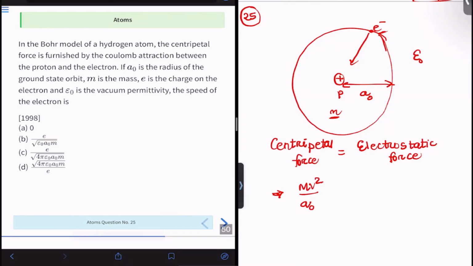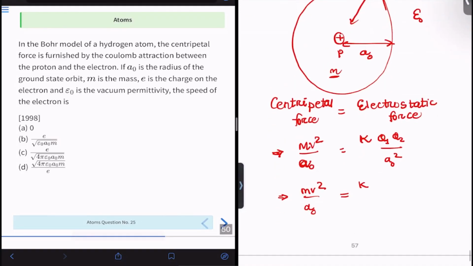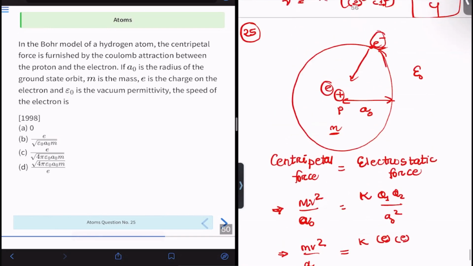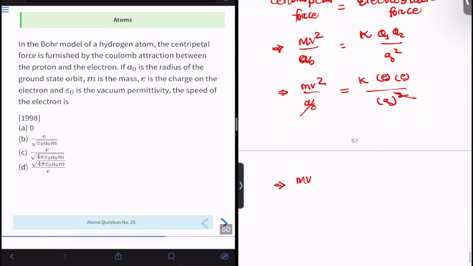So it's very easy. Centripetal force is mv square upon r. R is a naught, I wrote. And what is the electrostatic force here? Electrostatic force is equal to K Q1 Q2 upon r square. So again I'll write mv square upon a naught is equal to K. What is the charge in a hydrogen atom? e in the proton, and again e in the electron, because it has one proton and one electron. So it will be K e into e upon a naught square. One a naught gets cancelled. Now I can write it as mv square is equal to K e square upon a naught.